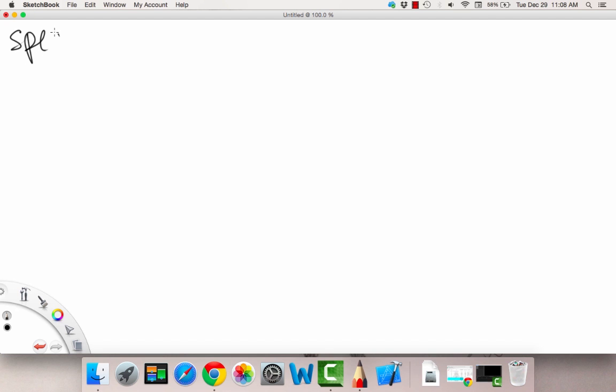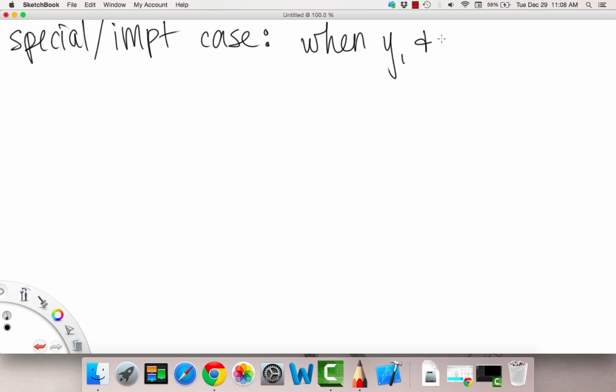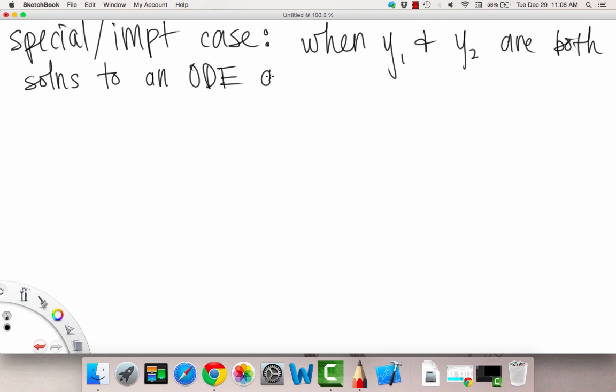The special, very important case. This happens when our y sub 1 function and our y sub 2 function, which are solutions, are both solutions to an ODE, and specifically a second order ODE, because that's what we're dealing with. And this is the important part: they are linearly independent.